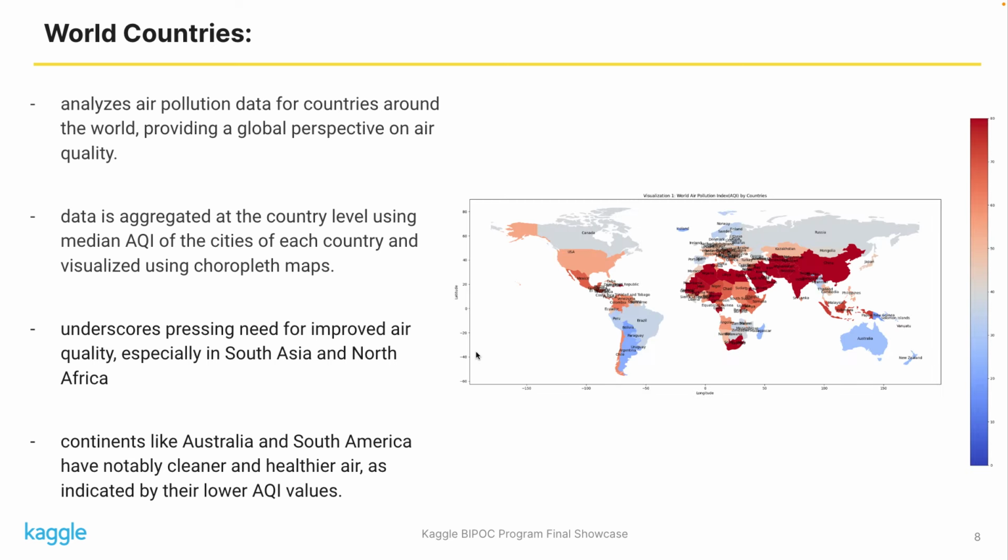Moving forward with the project analysis. So this is the world countries data visualization. This analysis offers a worldwide view of air quality by aggregating data at a country level. We have kept the scale from 0 to 80 for better visualizations in our plots. The results emphasize the urgent requirement for enhanced air quality, particularly in the continents like South Asia and North Africa. If we compare, cleaner and healthier air can be seen in the continents like Australia and South America with their lower AQI values.